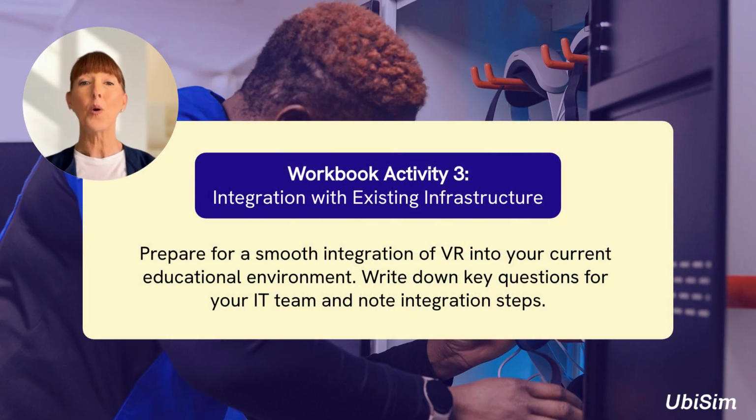Activity number 3 in your workbook focuses on key questions for your information technology team. It also includes a place to list integration to-dos like lab setup, scheduling faculty training, and checking Wi-Fi security. Complete this chart by adding the action you need to take and any additional questions to ensure a seamless VR integration. Pause the video if you need more time to complete this activity.